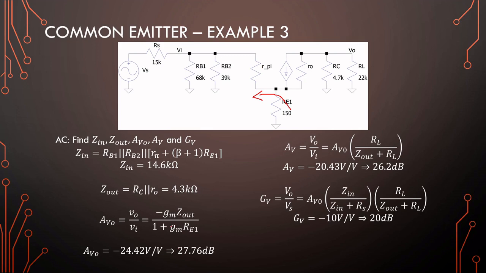Okay, but RE1 is called a degeneration resistor, so it reduces our gain. So always remember, emitter resistor extra, reduction in gain, or the opportunity to choose your gain. And we can see here that we do have a reduction in gain. Our output loading, and calculate our input loading.